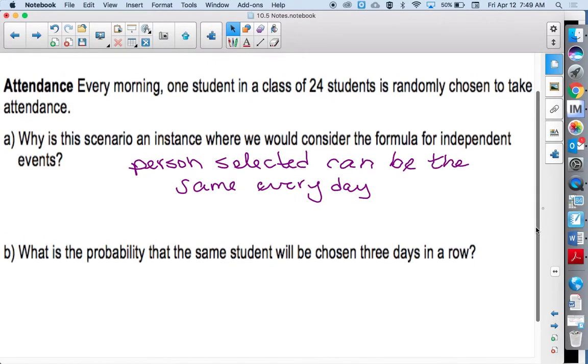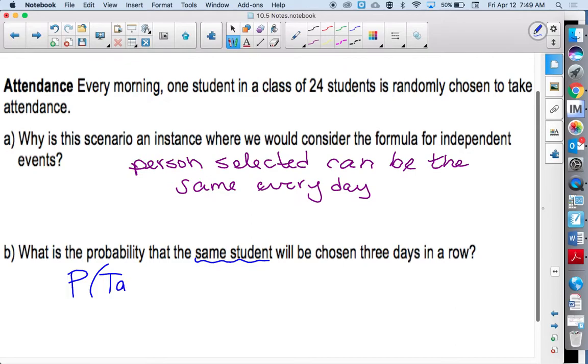So the letter B says, what's the probability that the same student would be chosen 3 days in a row? So I would find the probability that I would choose the same student 3 days in a row. Tatum, I'm going to pick on you because you're in front and in the middle. So what's the probability of me choosing Tatum on the first day, and then Tatum on the second day, and finally Tatum on the 3rd day?